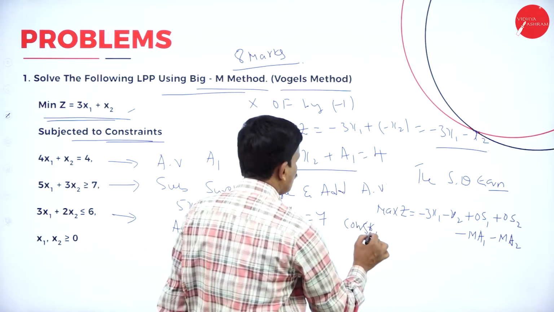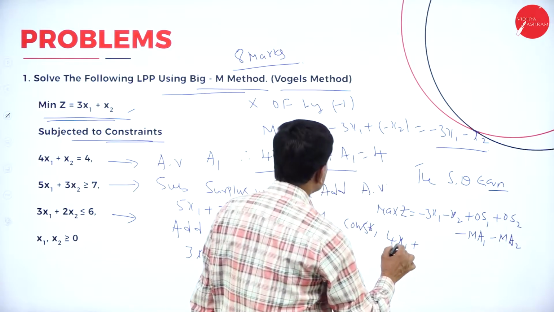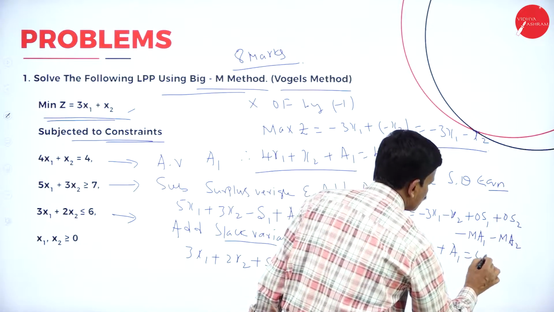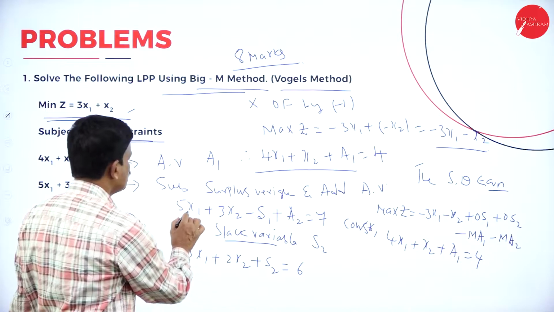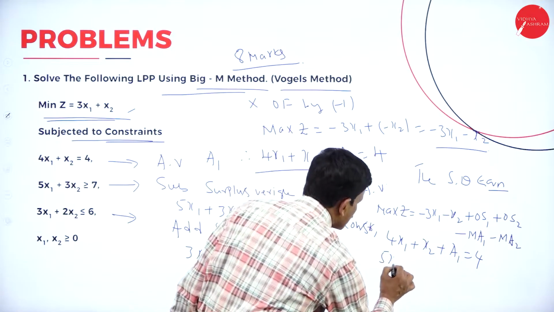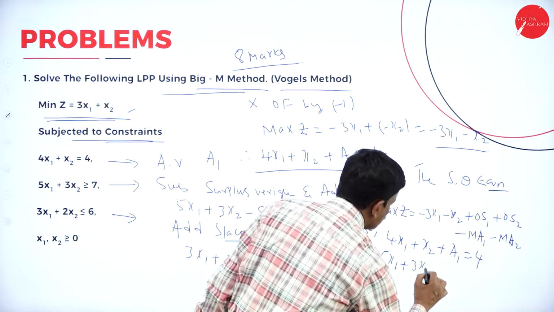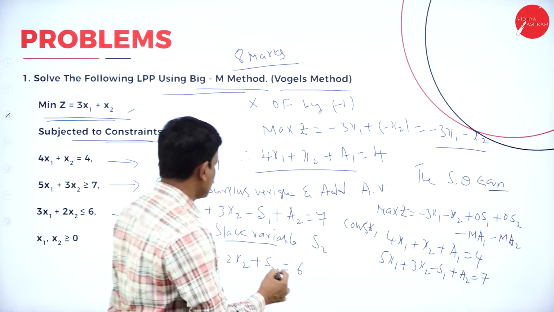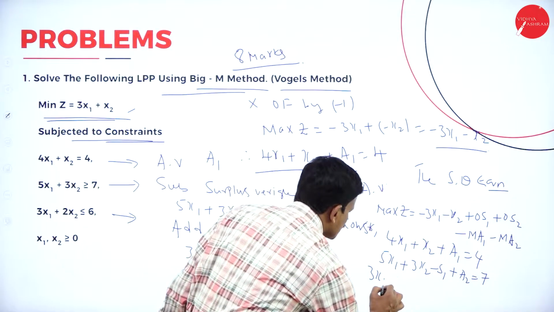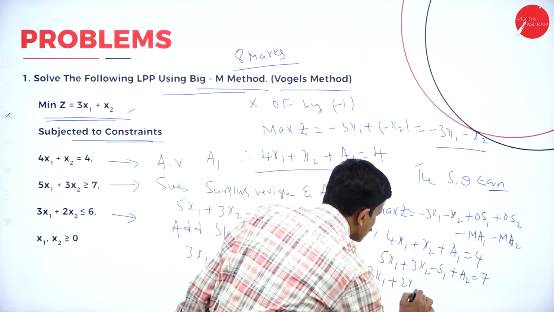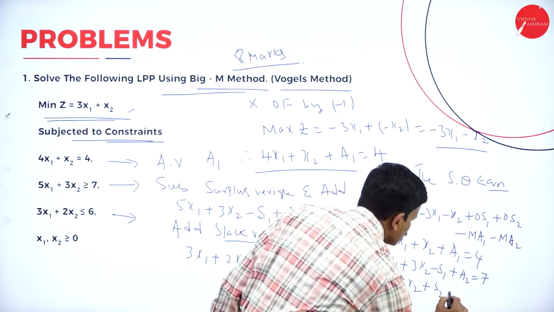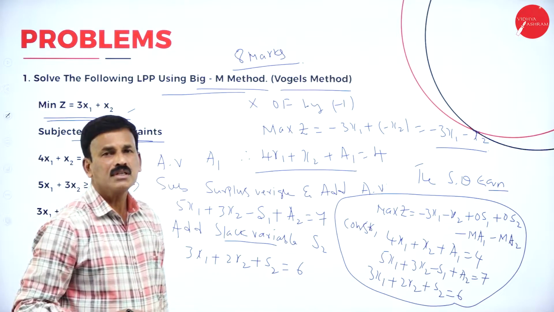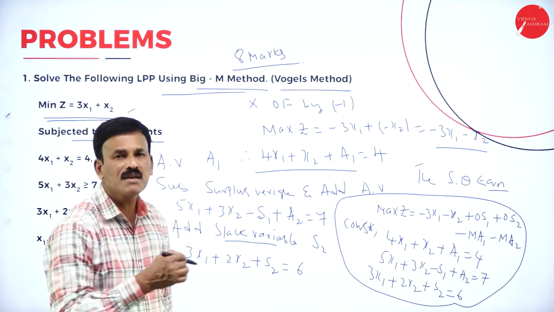The first constraint is 4x1 + x2 + a1 = 4. And the second equation is 5x1 + 3x2 - s1 + a2 = 7. And the third equation is 3x1 + 2x2 + s2 = 6. So this is the actual equation. Now this is to be solved using the Big M method.